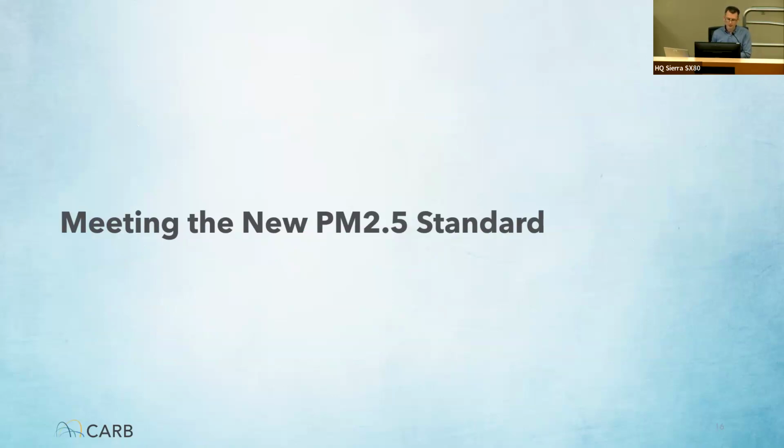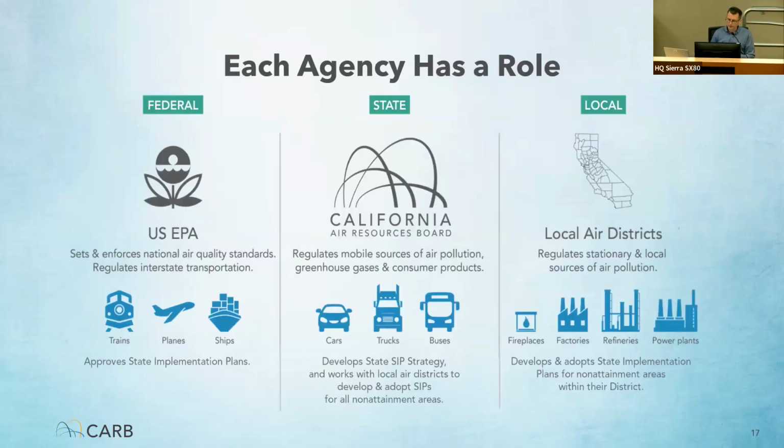there's a process for how these areas meet an air quality standard. For that process, there's multiple agencies at play here. We have EPA that sets the standards and also reviews the plans for attaining the standard. EPA also has control over regulating certain sources, interstate transport sources.